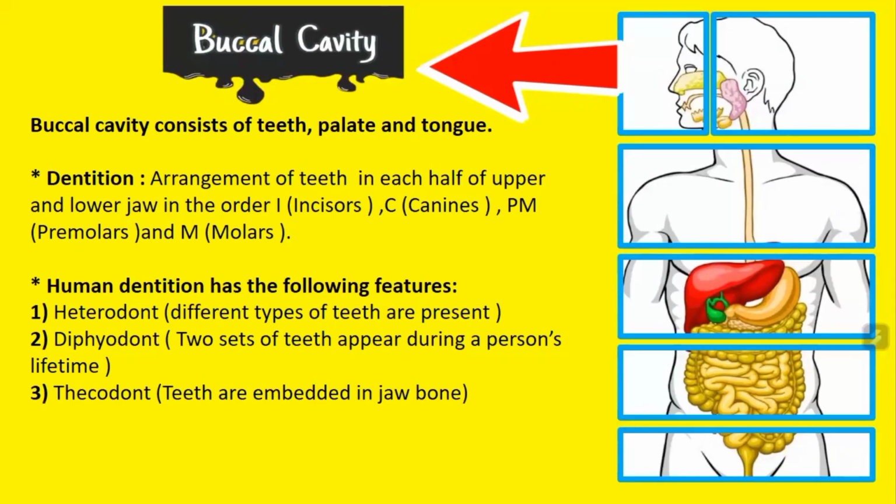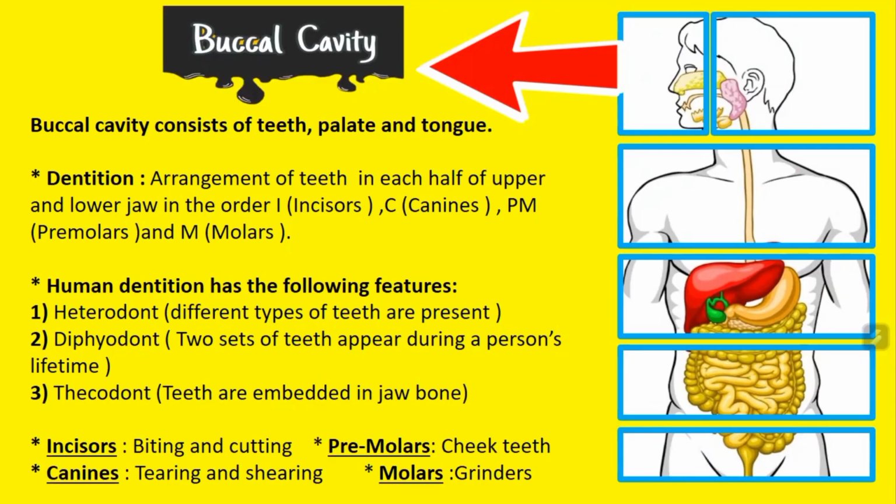Now, human dentition has the following features. Heterodont: different types of teeth are present. Diphyodont: two sets of teeth appear during a person's lifetime. Thecodont: teeth are embedded in the jawbone.